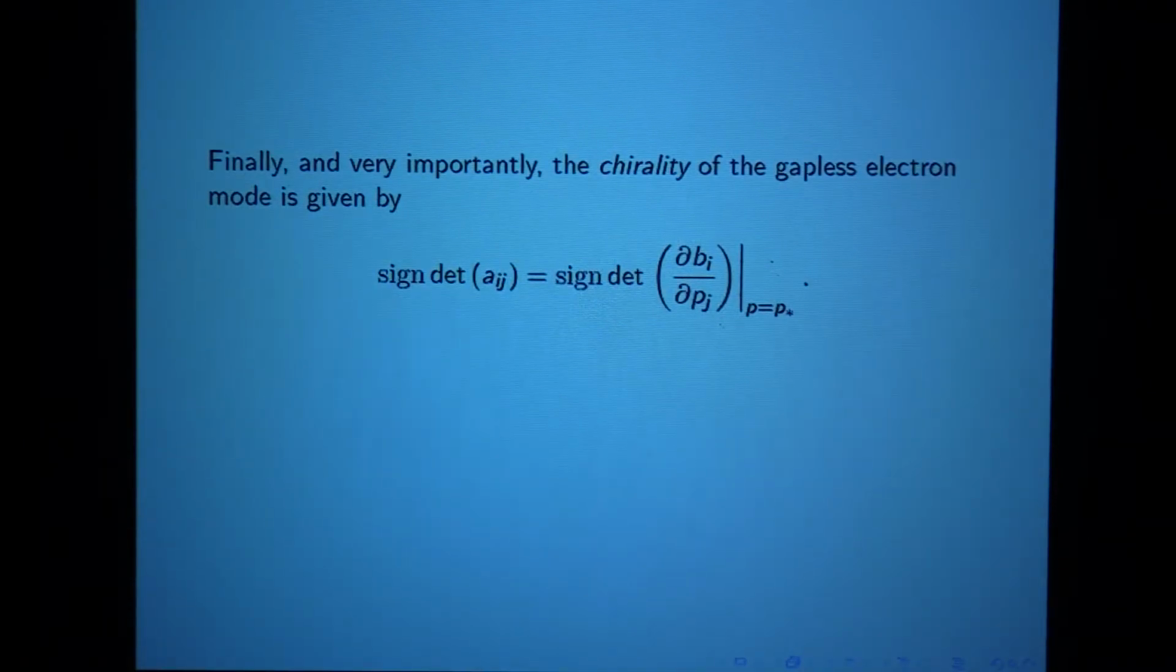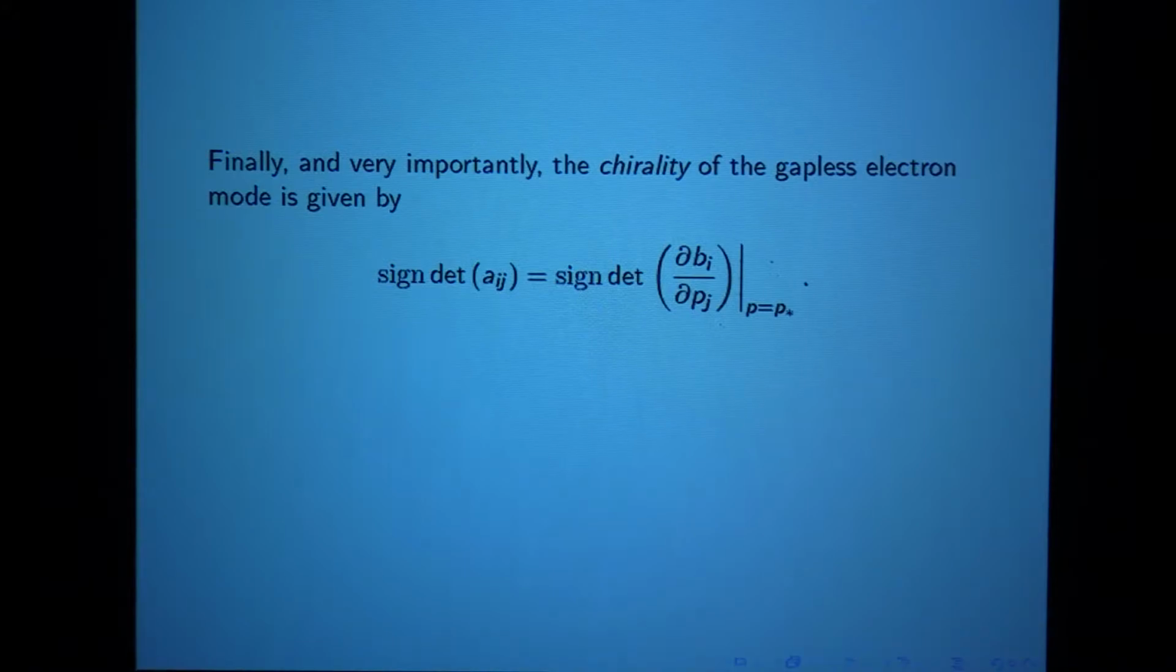Now finally, and very importantly, the chirality of the gapless electron mode is given by the sign of the determinant of this matrix. Now, in the relativistic case, the matrix was 1 or minus 1, so its determinant was 1 or minus 1. In the condensed matter case, we have a completely generic matrix A, and our only condition on it is that it's invertible. Otherwise, we would not get this Dirac-like spectrum near P equals P star.